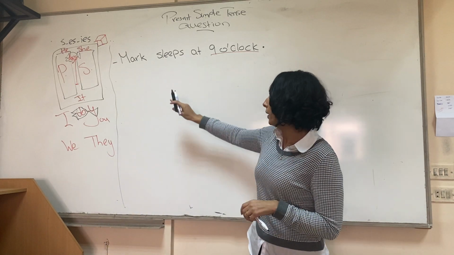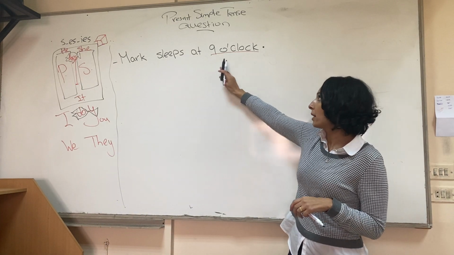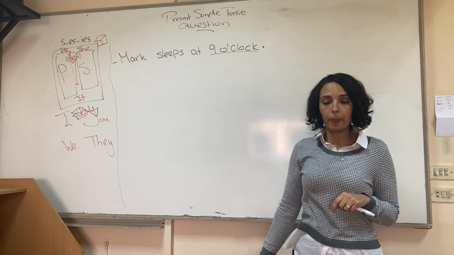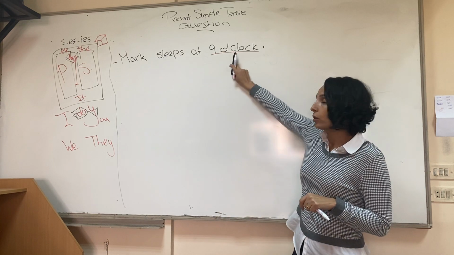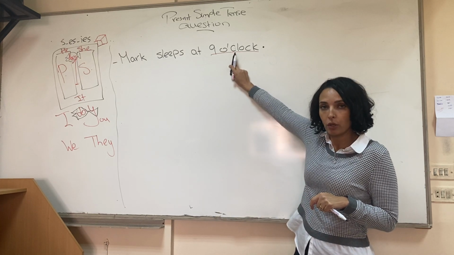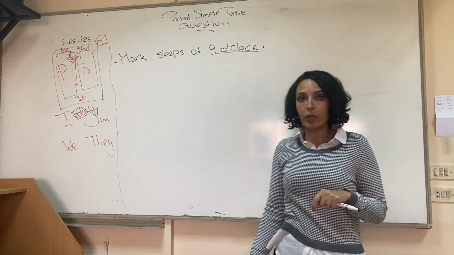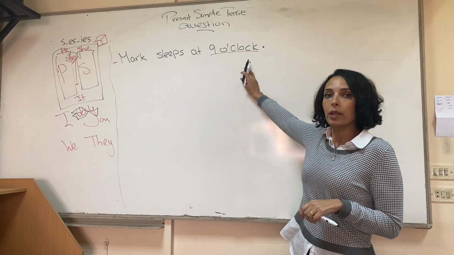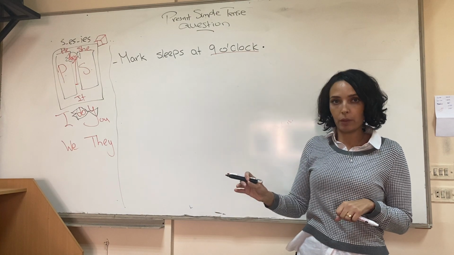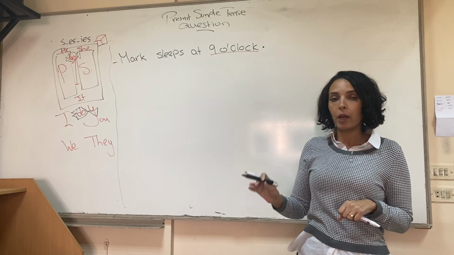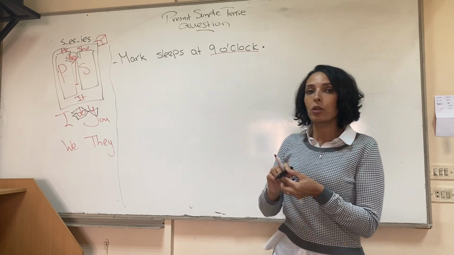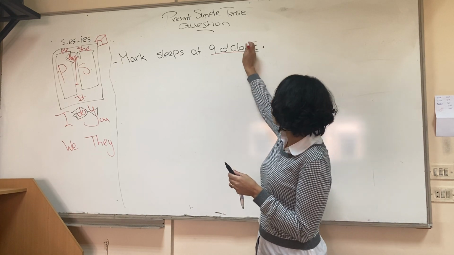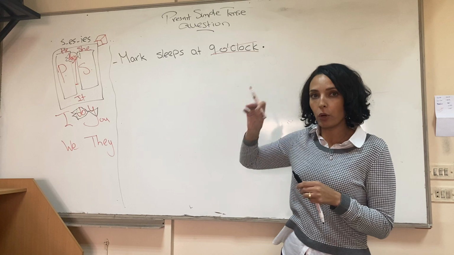My first sentence here, Mark sleeps at 9 o'clock. I want to ask about 9 o'clock. You have to think about the question words that I use when I see this. Yes, I use what time. What time? I'm going to start with the question word. So what will you do? First, you will cross this and start with what time.